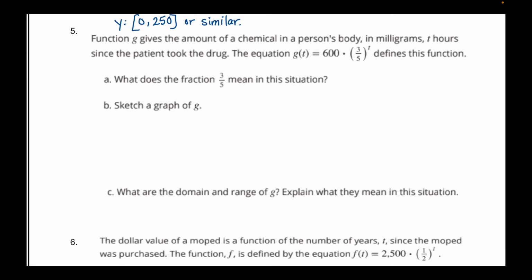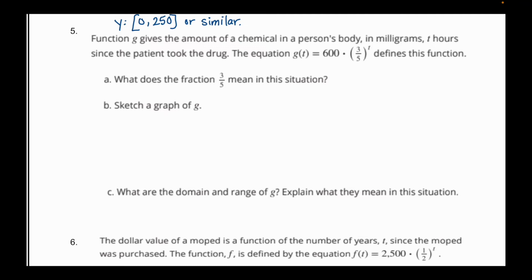Question 5: we have function g giving the amount of chemical in a person's body in milligrams t hours since the patient took the drug, and the equation g of t equals 600 times 3 over 5 to the power of t defines this function. They ask, what does the fraction 3 over 5 mean in this situation? And then they want us to sketch a graph of g. So we will sketch, and then we're going to talk about the domain and the range of g and what they mean.